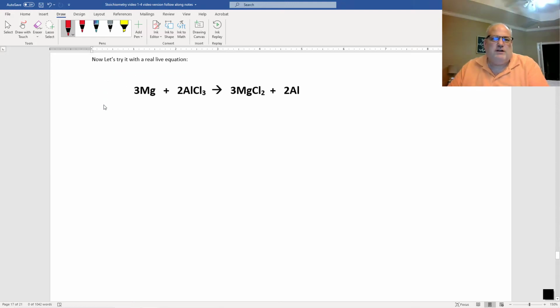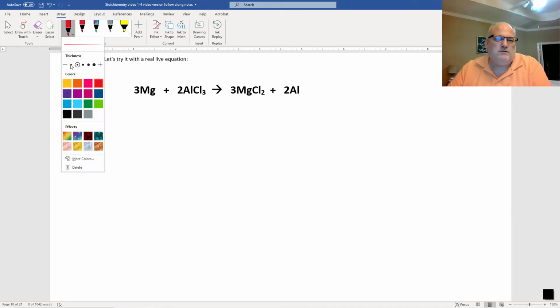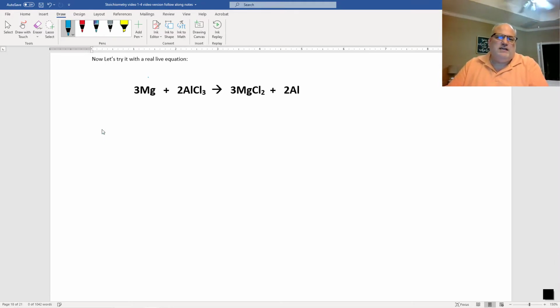So let's actually try it with a real live problem. I'm going to use this one right here, and just for funsies, let's change our color to a more subtle blue. And I was deliberate in picking some kind of ugliness here, but I want to underline the things that really matter to us in this equation: the 3, the 2, the 3, and then the 2. If I were reading a sentence about this, couldn't I say that 3 magnesium react with 2 aluminum chlorides to form 3 magnesium chlorides and 2 aluminums? That's the story of this equation.